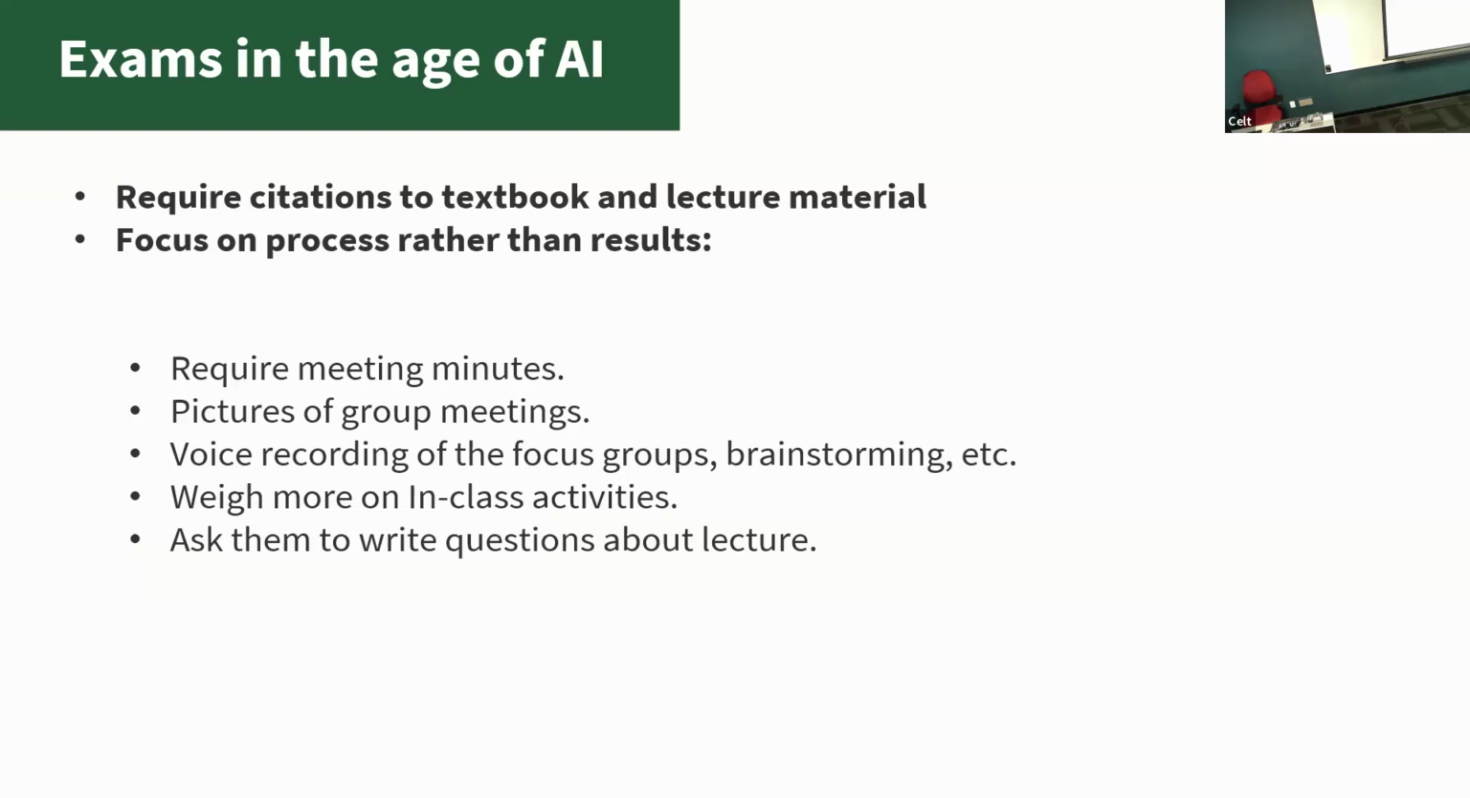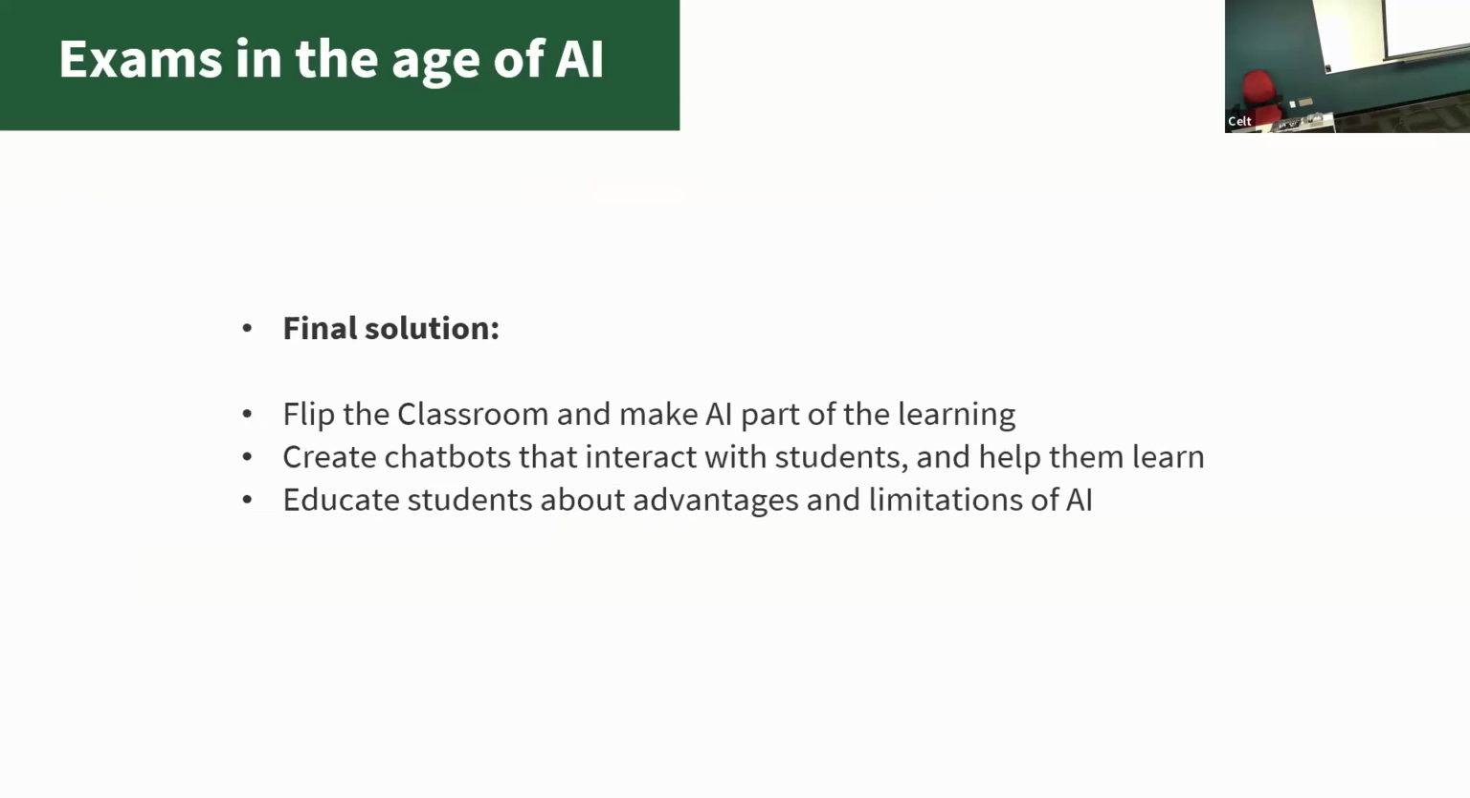We can put more weight on in-class activities, so they work on a project as they're in class. Ask them to write questions about your own lectures instead of asking them general questions about the textbook or everything that they can find chatting with AI. Ask them to write questions about the lectures. This way they have to think, they have to generate content that they cannot get from the AI.